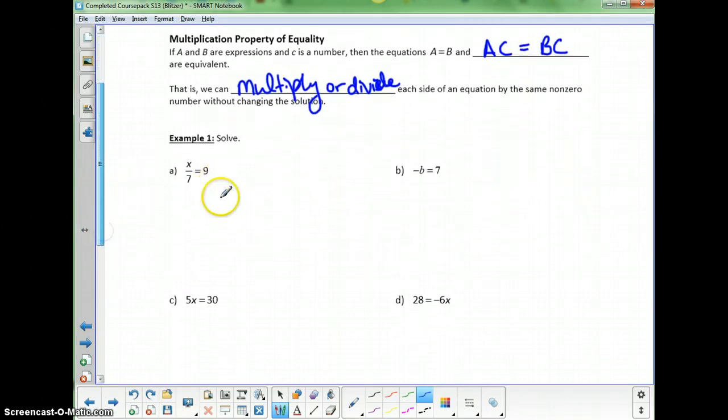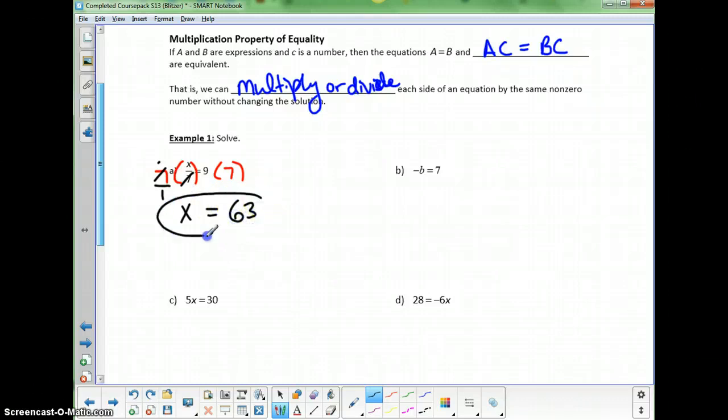So for example, in x divided by 7 equals 9, I would like to do the opposite operation of what's going on right there. This is x divided by 7, so we're going to counter by multiplying both sides by 7. When I multiply both sides by 7, I can see that 7 goes into 7 once, and it's going to leave me with 1x, so just the x, equals 9 times 7 is 63. So multiplying both sides by 7 allowed me to get that x by itself.